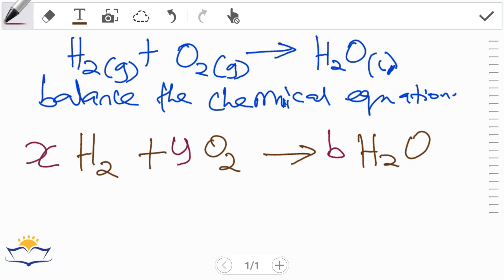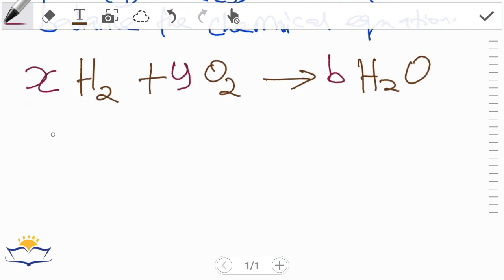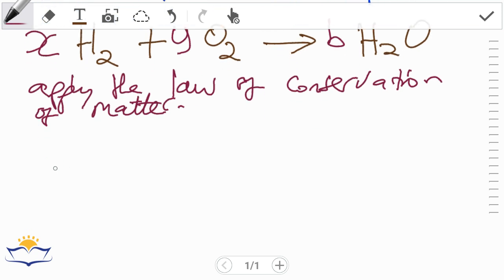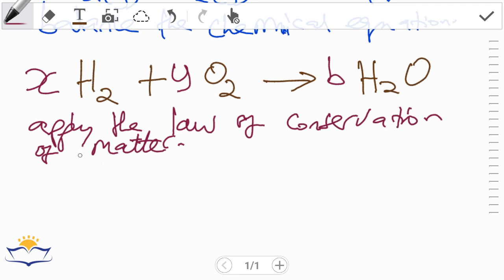So after that, we now apply the law of conservation of matter. So what do we mean by this? We mean the total number of atoms on the reactant side must equal the total number of atoms on the product side. That's what we mean by applying the law of conservation of matter.